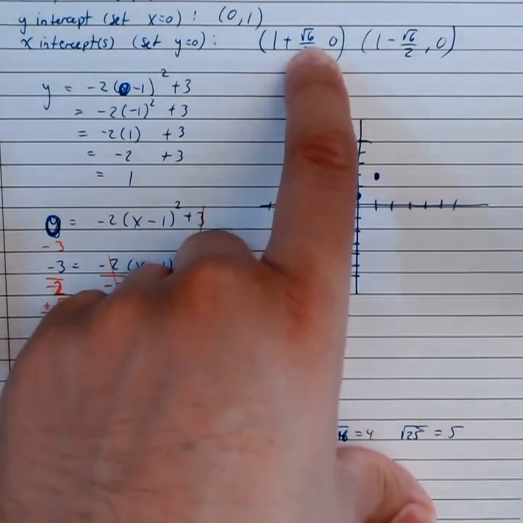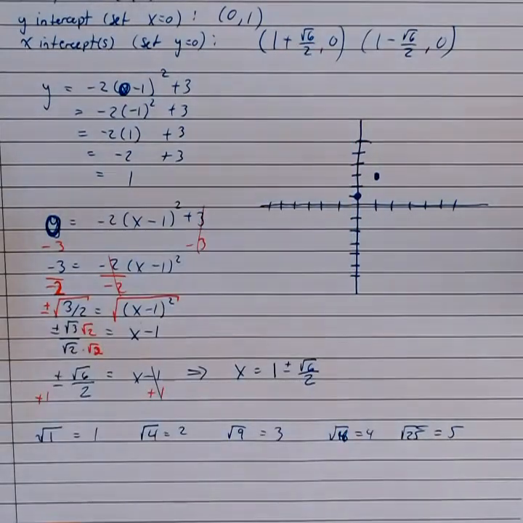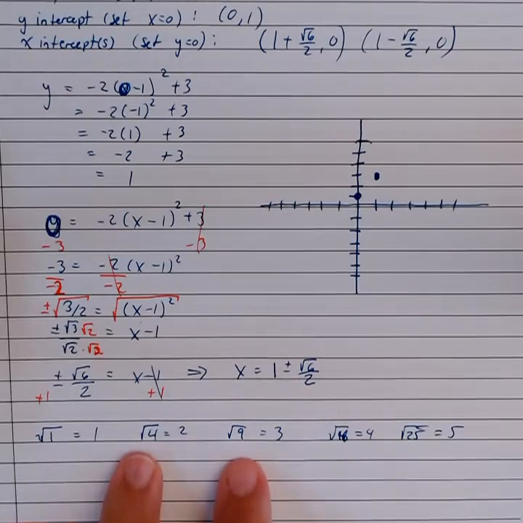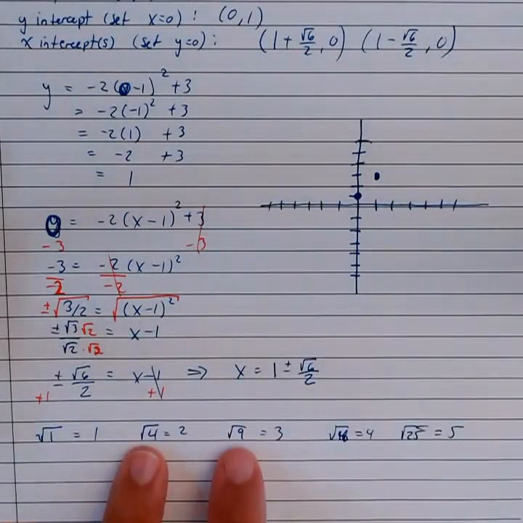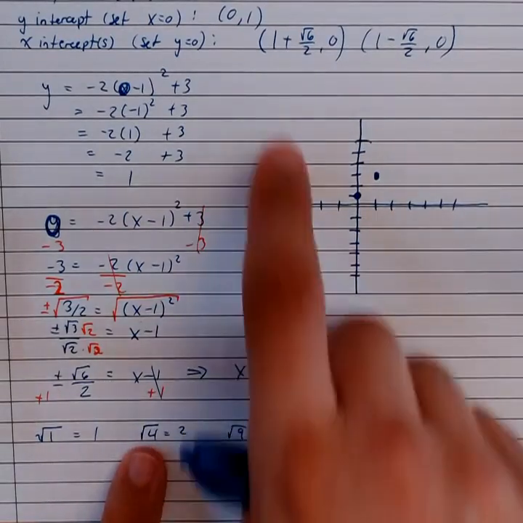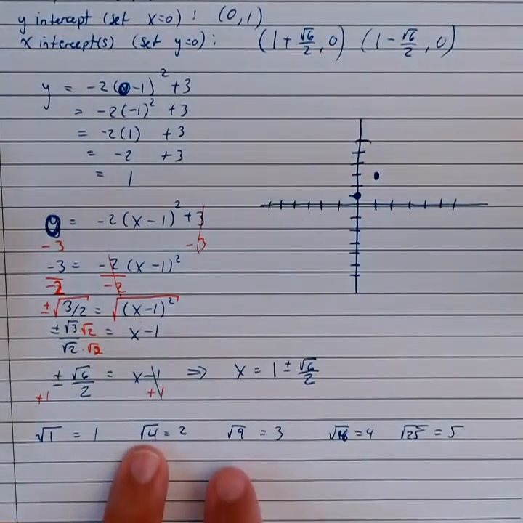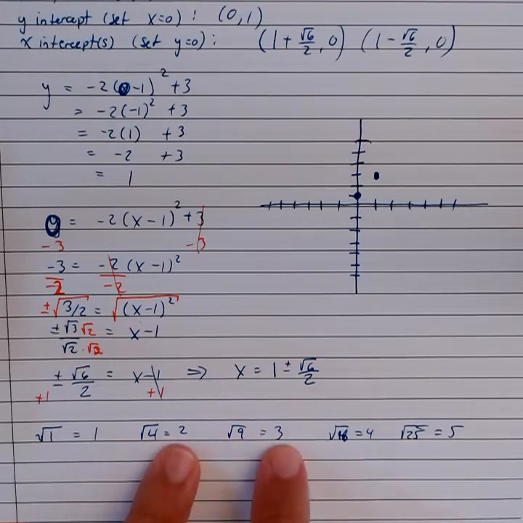Okay, well, I don't know exactly what the square root of 6 is, but I do know that it's got to fall somewhere between these two numbers. 6 falls between 4 and 9, which means the square root of 6 will fall between the square root of 4 and the square root of 9. Or in other words, it falls between 2 and 3.